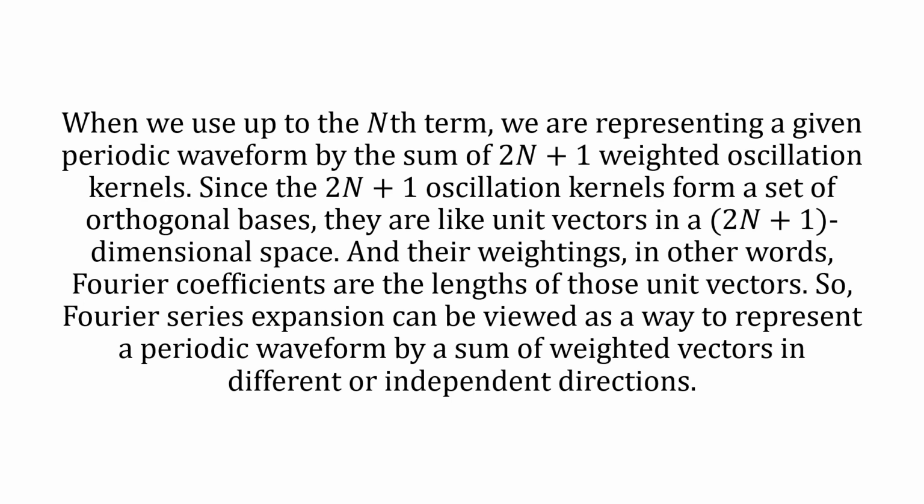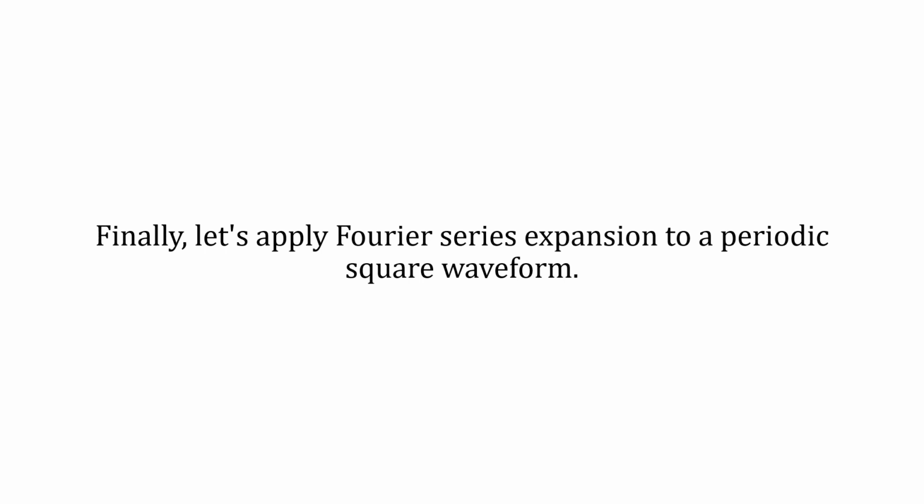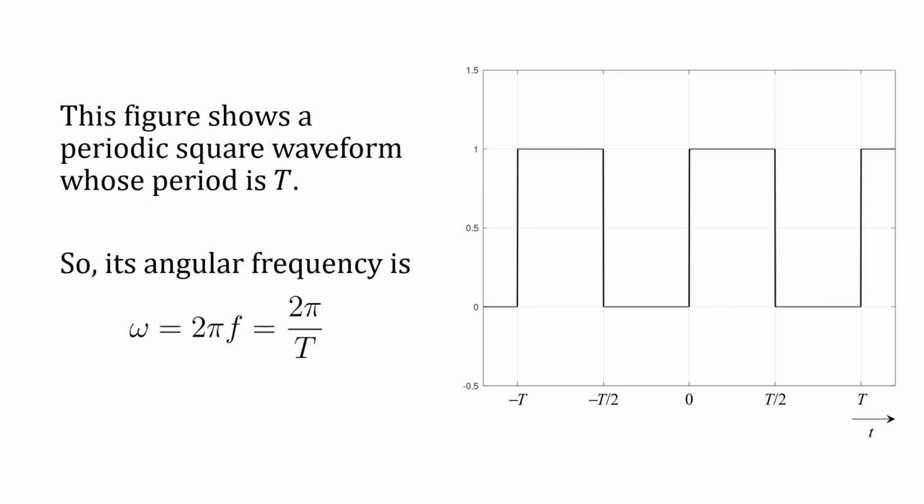Finally, let's apply Fourier series expansion to a periodic square waveform. This figure shows a periodic square waveform whose period is large T. So, its angular frequency is omega equals 2 pi f equals 2 pi over large T.